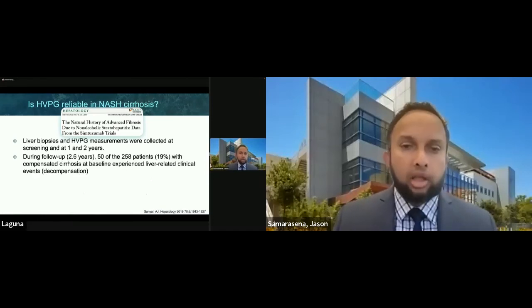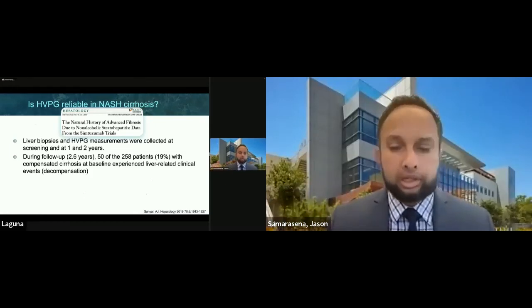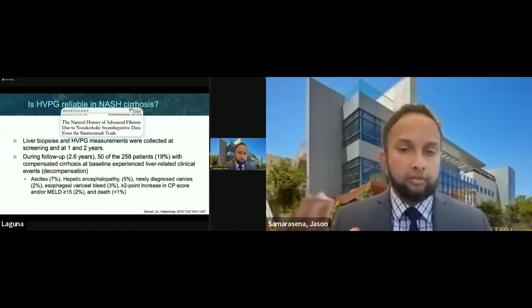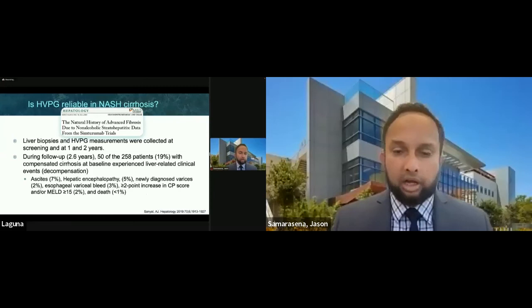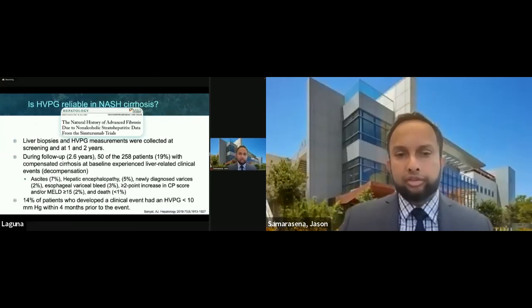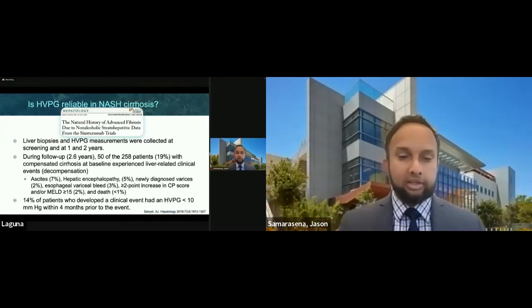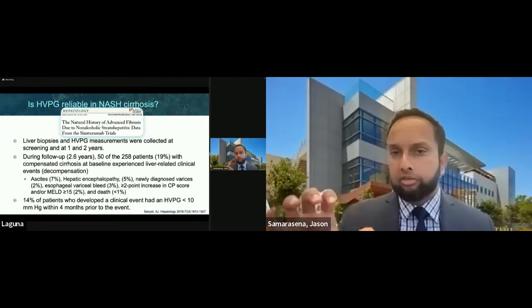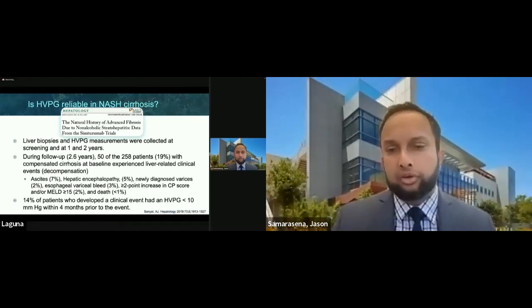And during follow-up, 50 of the 258 patients with compensated cirrhosis experienced some liver-related clinical decompensation. That could be ascites development, hepatic encephalopathy, newly diagnosed varices, variceal bleed, a greater than 2-point increase in the Child-Pugh score, or greater than 15 on the MELD score. And interestingly, 14% of patients who developed a clinical event had an HVPG that was less than 10 within 4 months prior to the event. So it sort of makes you wonder if the HVPG measurement in this cohort of NASH-related cirrhosis might be underestimating the degree of portal hypertension.